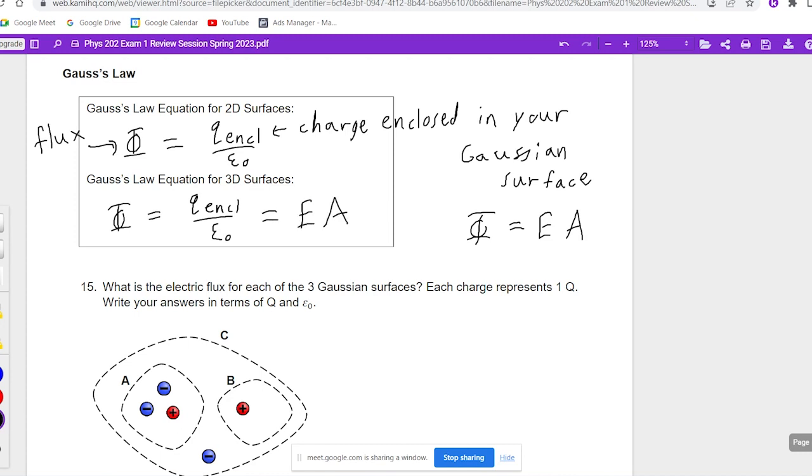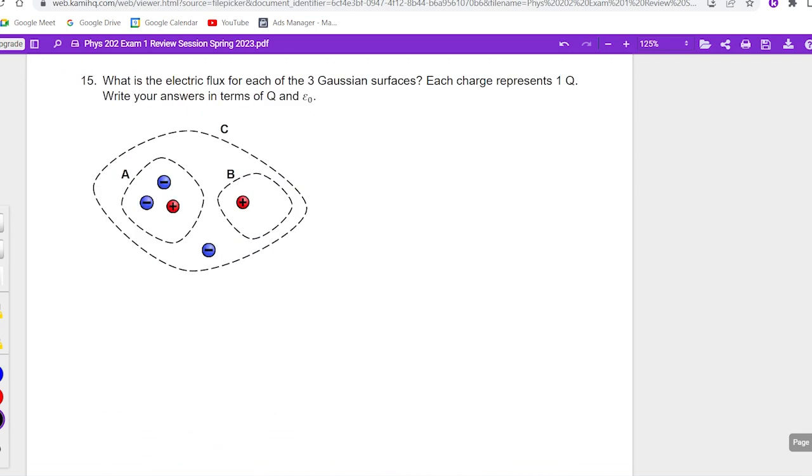Technically, you can also do that for 2D surfaces. However, I've never seen a problem in my life that does it for 2D surfaces because it needs to be a 3D surface in order to set it equal to E times A. So that's why number 15 is not going to use the bottom equation. It's only going to use the top one, just so you know. And the same is true for the practice test that you guys took. There's a question like this in the practice test that I just stole it from.